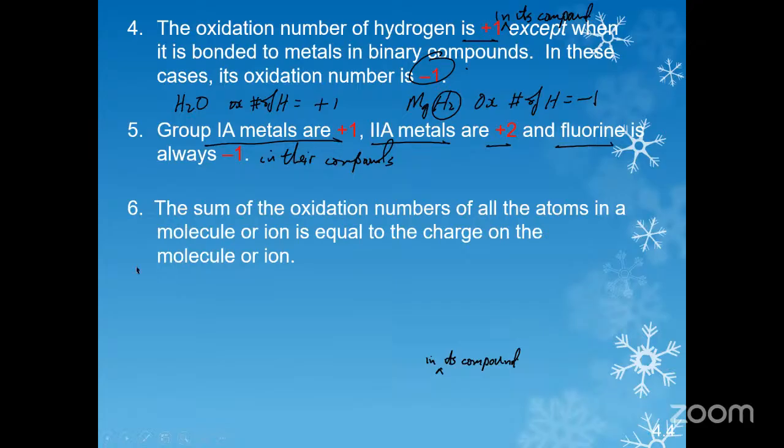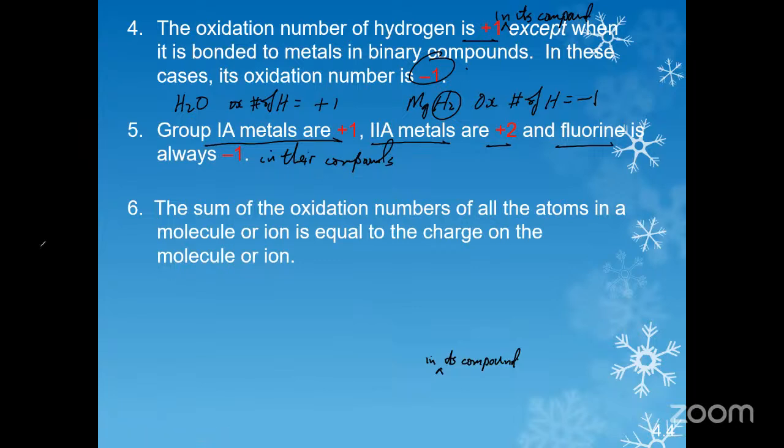And then the last rule, which basically helps you to determine the oxidation numbers of other elements. The sum of the oxidation numbers of all atoms in a molecule or ion is equal to the charge of the molecule or ion. And I think I have an example of this.